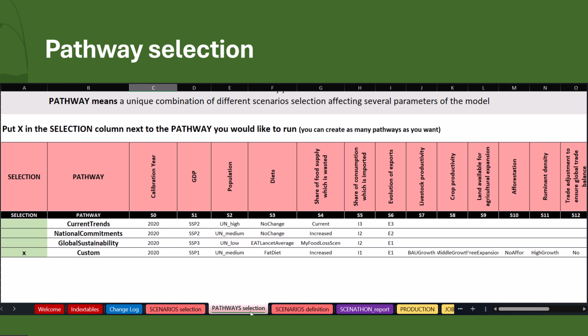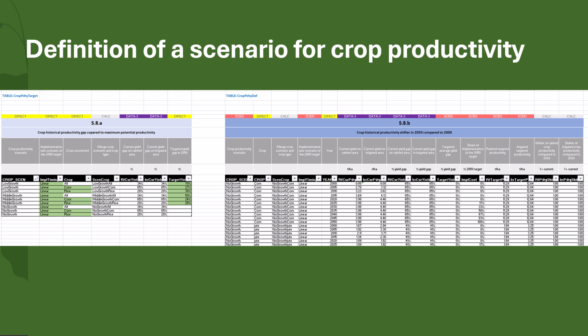Let's take a look at how to do that. Typically, for each scenario, we have two tables. On the left, there's a table in which we can add and create other scenarios, and on the right, there's a table that will display the impact of the scenario chosen in the pathway selection sheet.